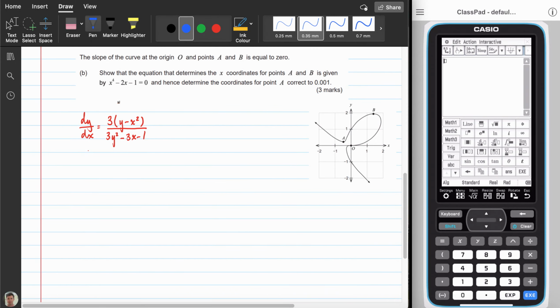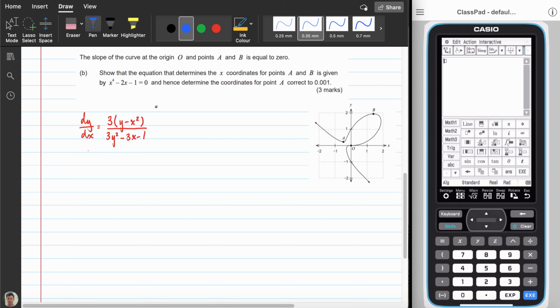Okay, so the question goes on to say that the slope of the curve at origin O and points A and B is equal to 0. So we have to show that the equation that determines the x coordinates for points A and B is given by this particular quartic function, and hence determine the coordinates for the points A correct to the third decimal place.